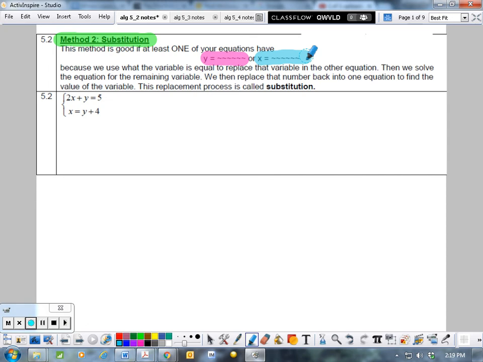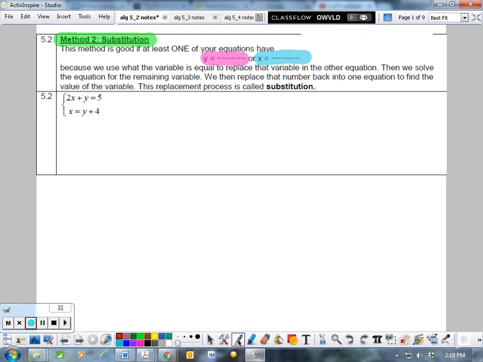And so when we're looking at this information, we're going to take a look at our system and figure out what it is equal to. And then I'm going to go into another equation and replace that letter with the expression that's after it. And so it makes a lot more sense when I point it out to you.